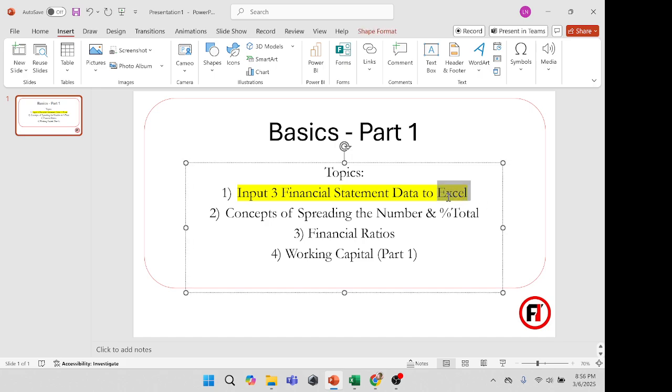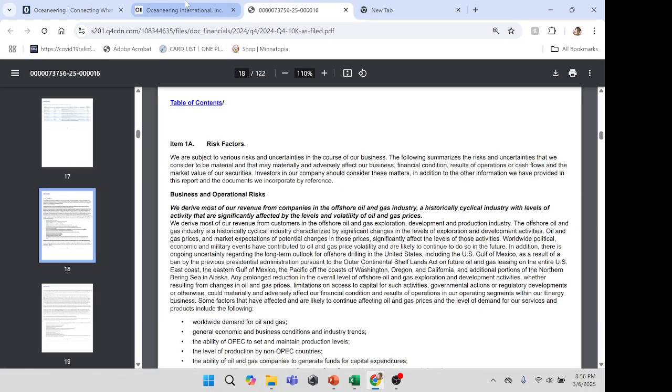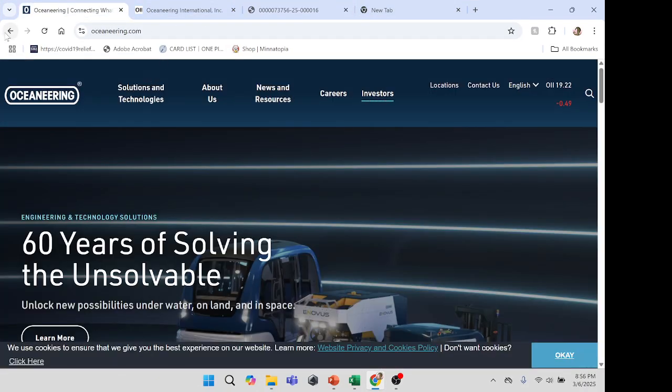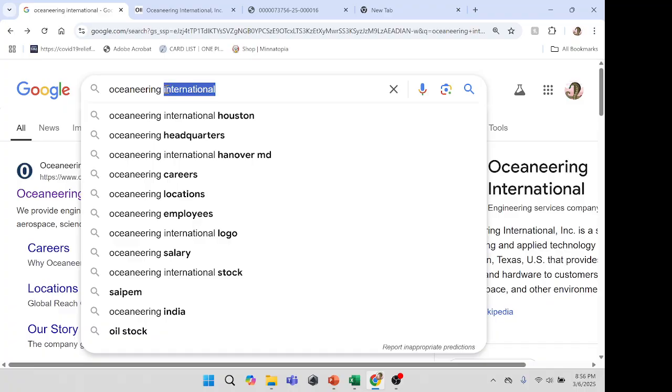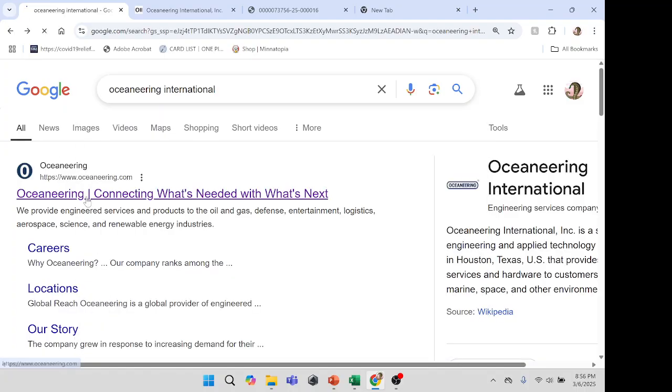Even though we have a provided Excel sheet from Professor Dawson, I would preferably create my own version first. I think it's easier, less complicated, and it's just easier for me. So when you are looking at how you can find the three financial statements, first I would go to searching for Oceaneering International because that's the company we're looking at.